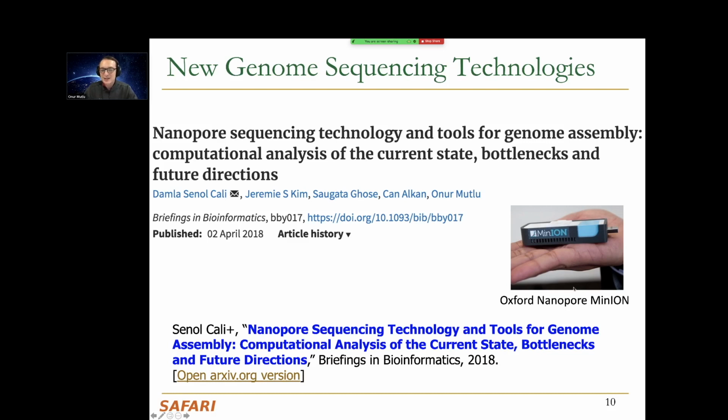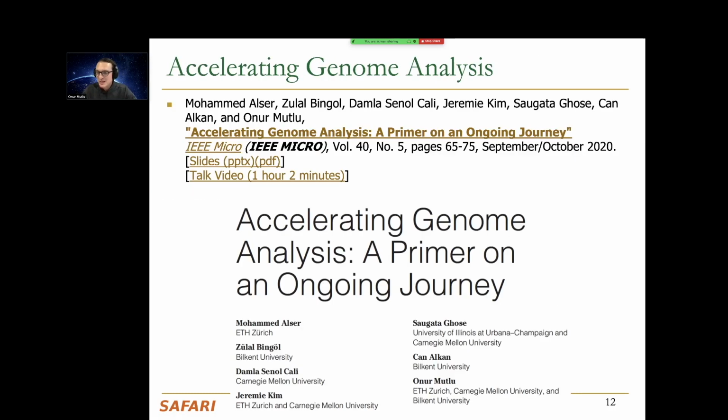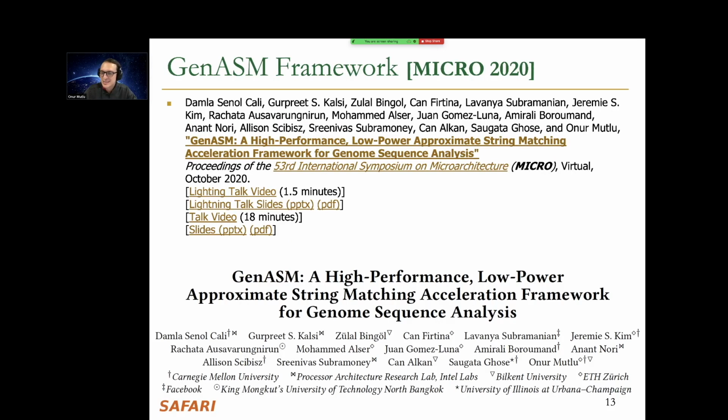This is one example device that we've been examining for some time now. This is the Oxford Nanopore device. It's not the smallest version of their devices. The smallest version you can plug into your cell phone, actually. But you can sequence genomes, and there are a lot of bottlenecks in terms of data analysis that I'm not going to go into. If you're interested, we have recently written this survey article that covers a bunch of the work on genome analysis, and it looks forward in terms of how to accelerate these systems.